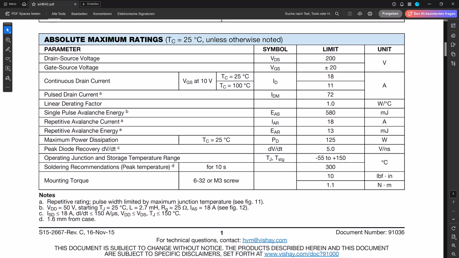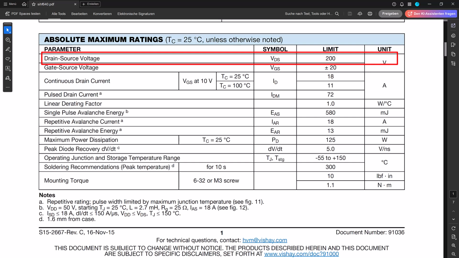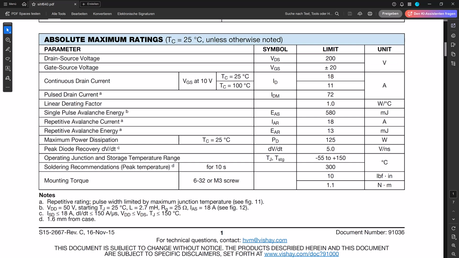Let's read them together. VDS equals 200 volts. Maximum drain to source voltage when the gate is tied to source, so transistor off. If you reach 201 volts, you enter avalanche. The IRF640 is avalanche rated, meaning it can absorb a limited amount of avalanche energy, but this is not an invitation to push it.